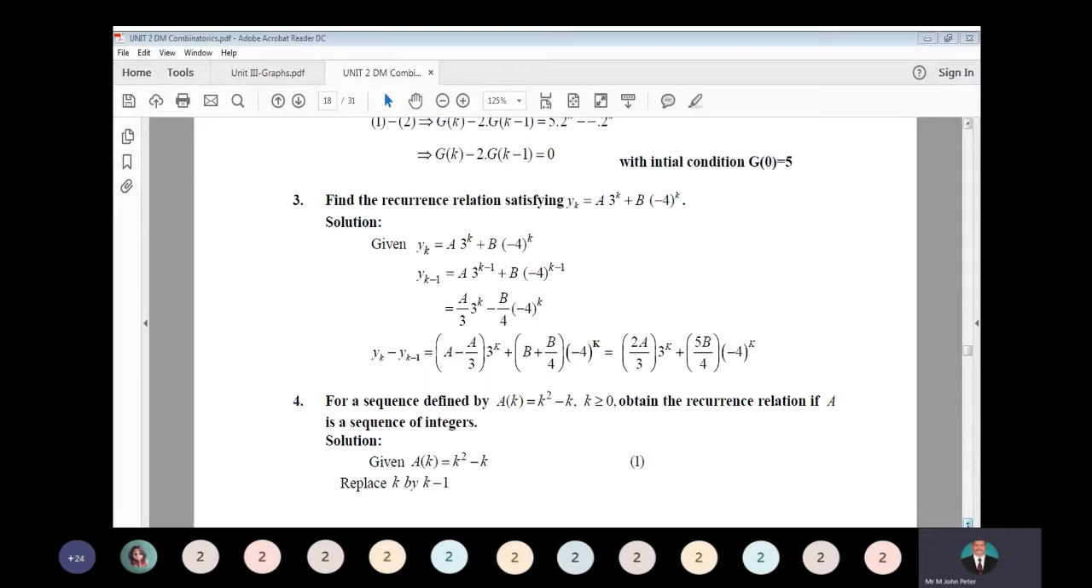That is y(k) - y(k-1) equal to a - a/3 times 3^k + b/4 times (-4)^k. That is equal to 2a/3 times 3^k + 5b/4 times (-4)^k.